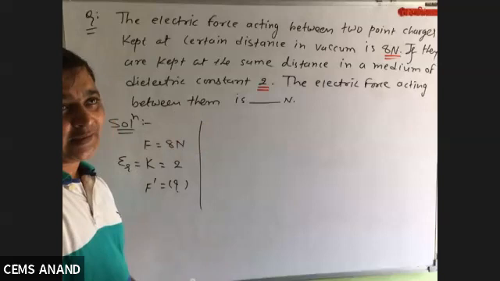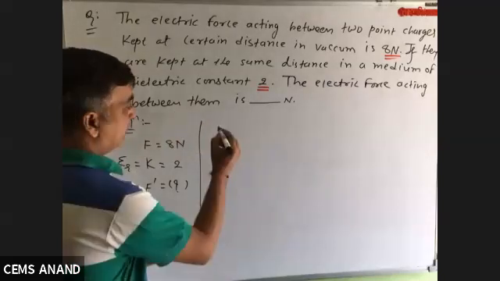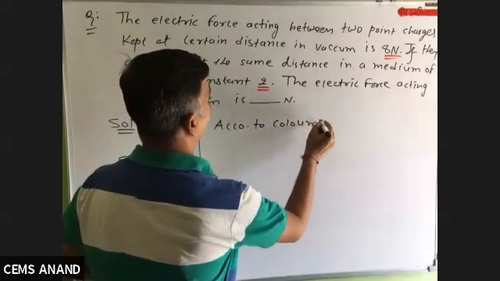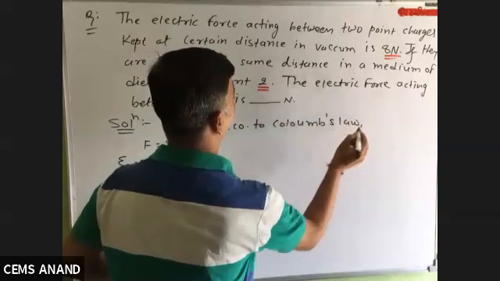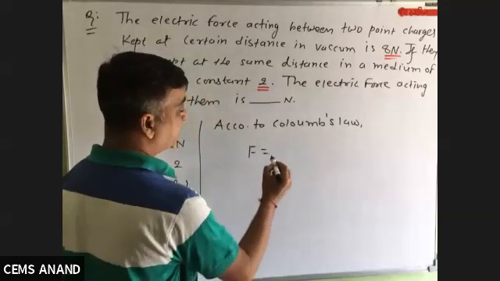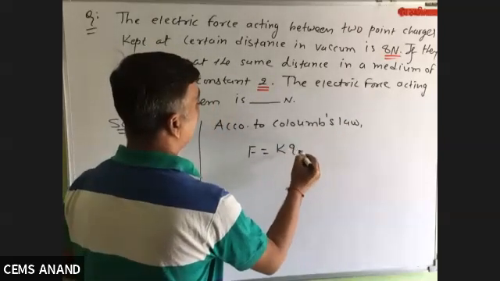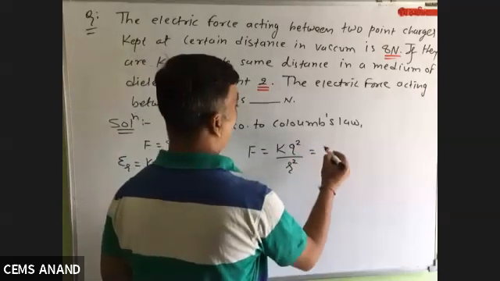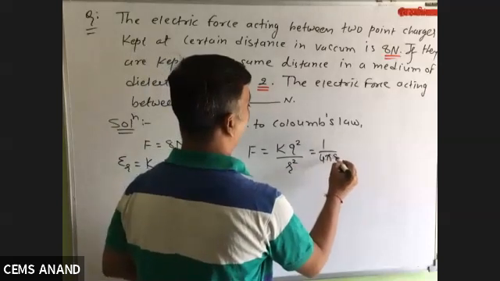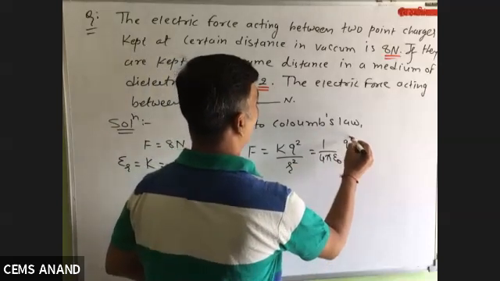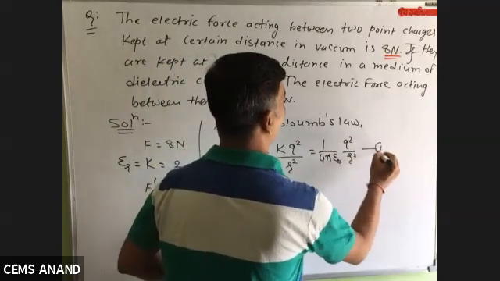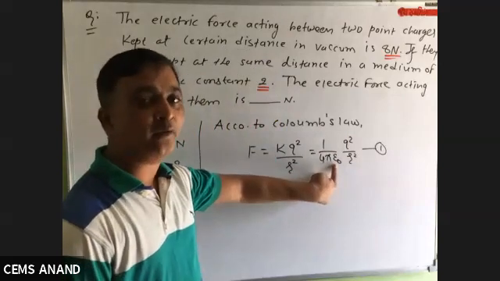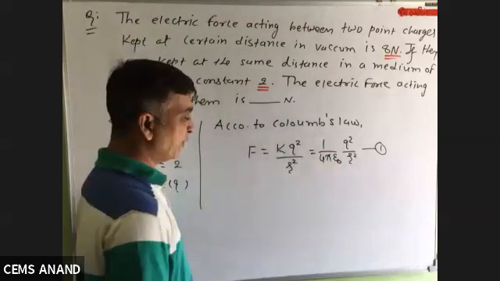Let's write the formula of force using Coulomb's law. We know that F is equal to K Q square upon R square, and thereby we can also write it as 1 upon 4 pi epsilon 0 times Q square by R square. Here the permittivity is of vacuum or free space.